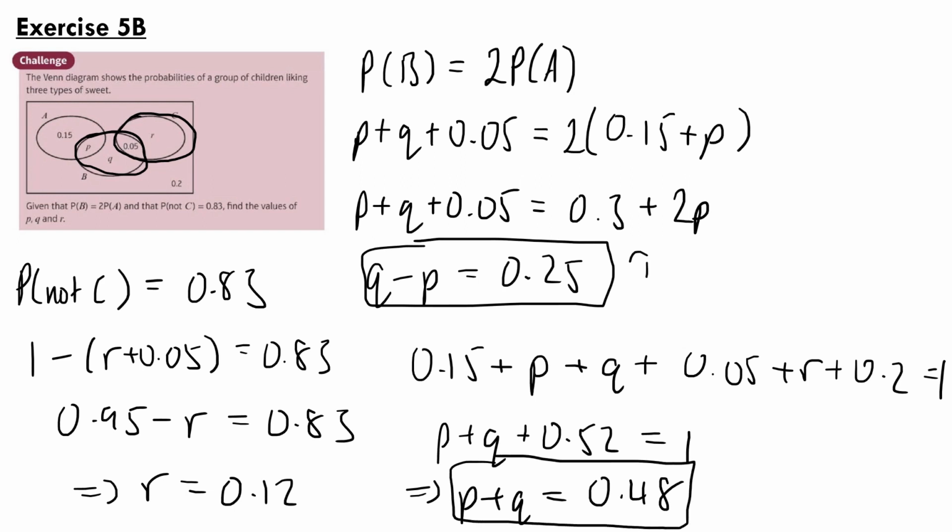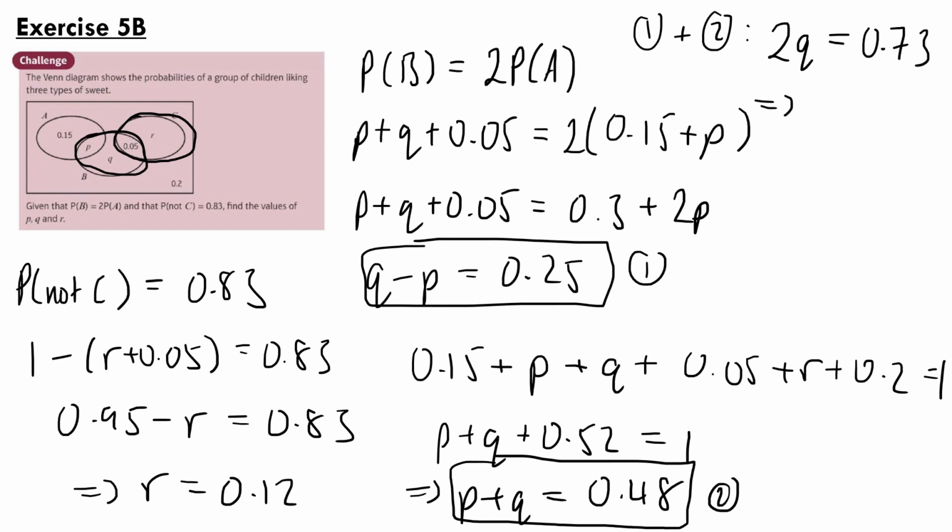So if we call this 1 and we call this 2, if we do 1 plus 2, then the p's will cancel and we'll get 2q is equal to 0.25 plus 0.48, which is 0.73. So we get q is equal to 0.365. And plugging that back into equation 1, we have p is equal to q minus 0.25. So p is equal to 0.115. And those are our two answers.